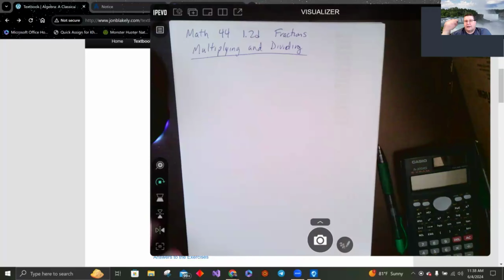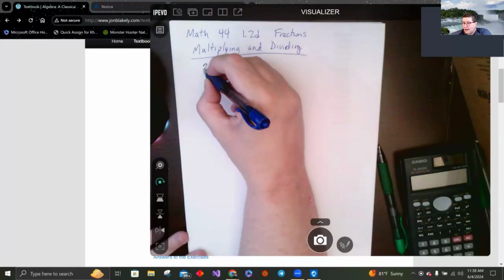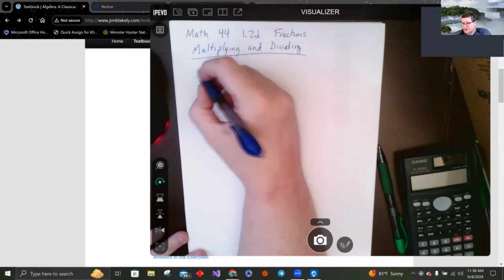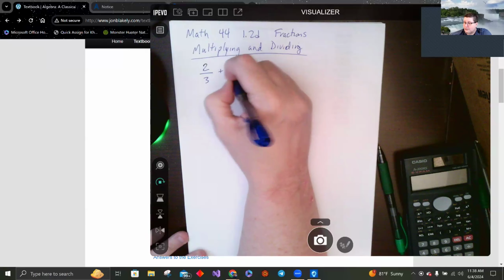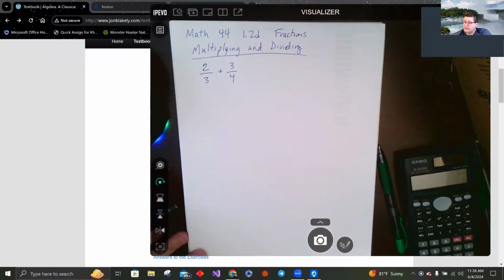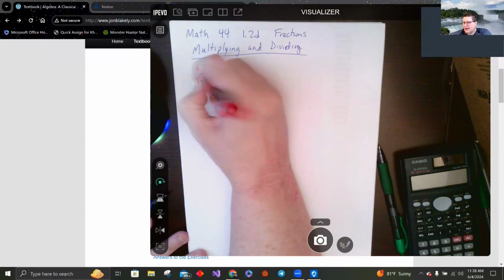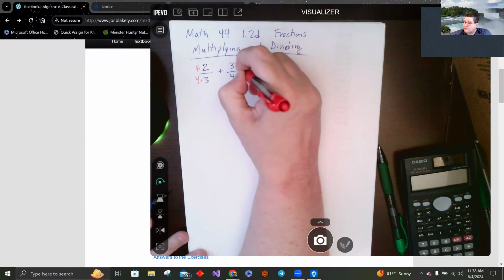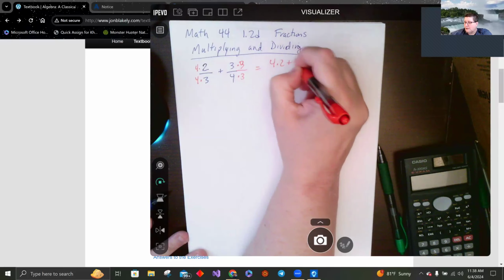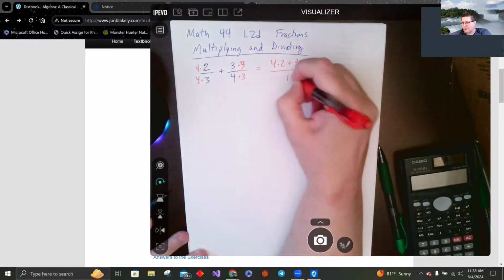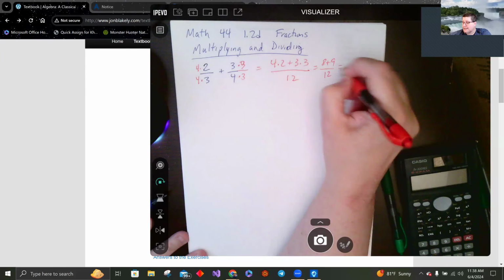So what I had a second ago, where we were getting a common denominator, and I had, let's just say, 2/3 and 3/4. When I multiplied the top by the other denominator, I'm just doing this one out real quick for you. We get 8 plus 9 over 12 is 17 over 12.